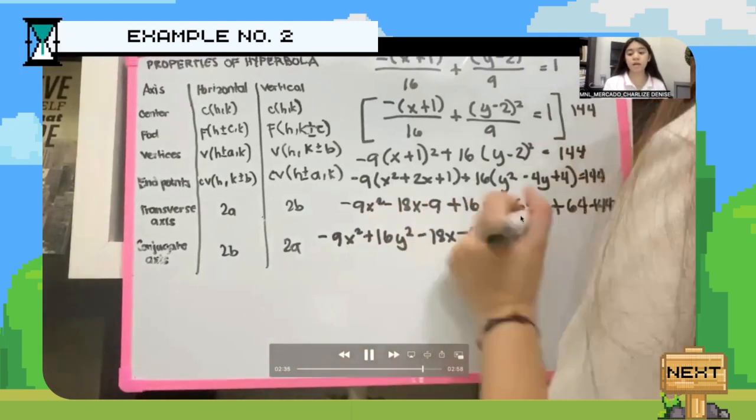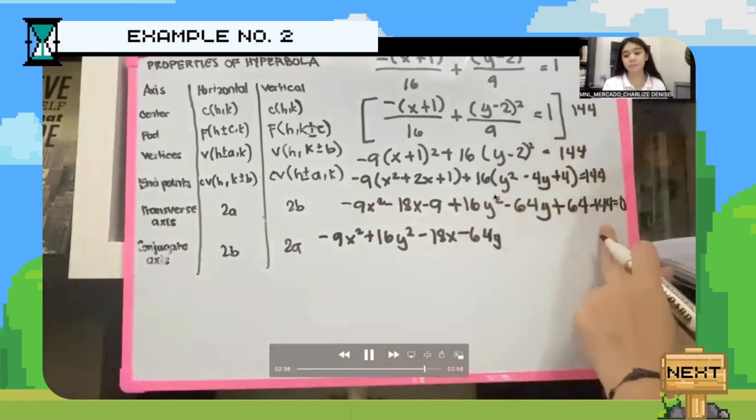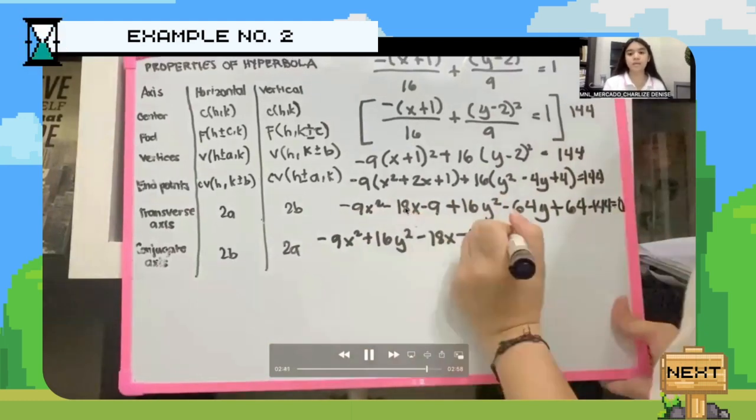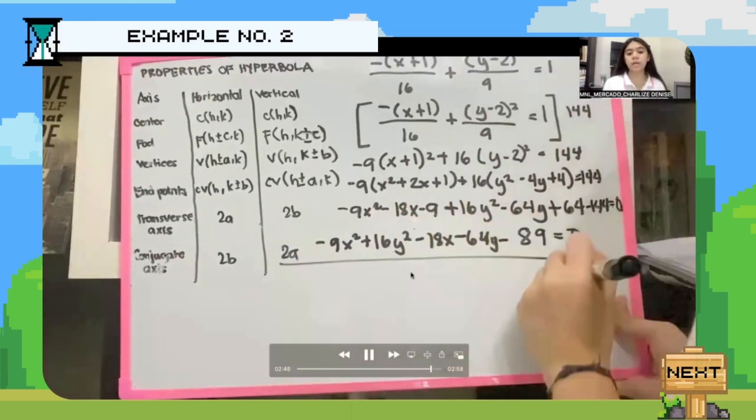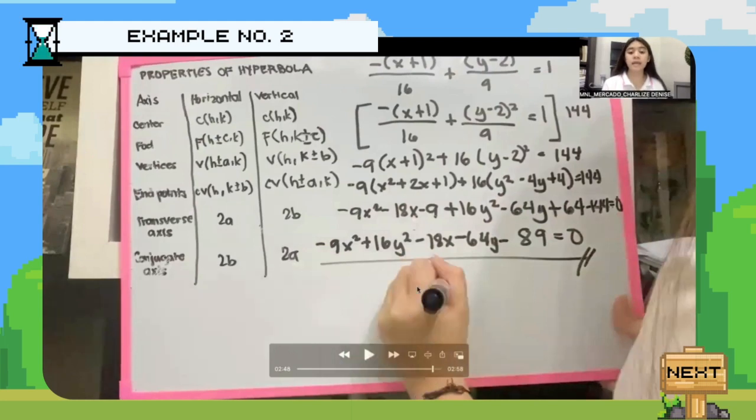The last step that we need to do is to arrange them. So we will have negative 9x squared plus 16y squared minus 18x minus 64y. Then negative 9 plus 64 minus 144 is equal to negative 89, equal to 0. So this will be our final answer for the general form of the hyperbola.